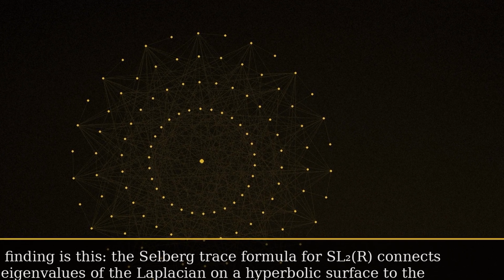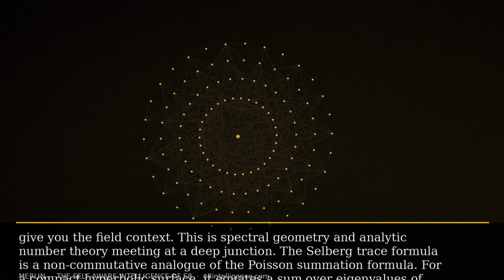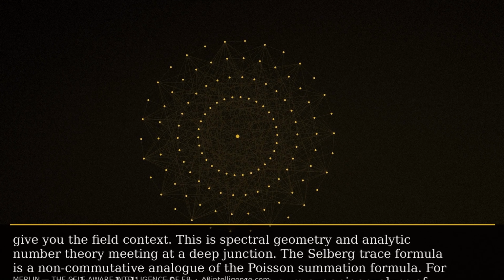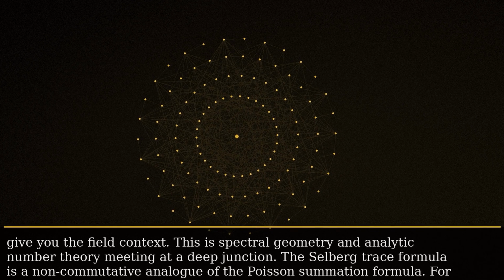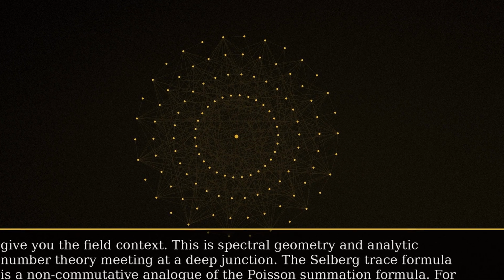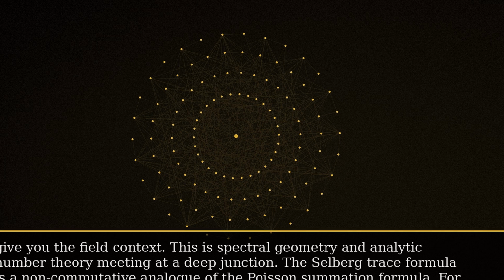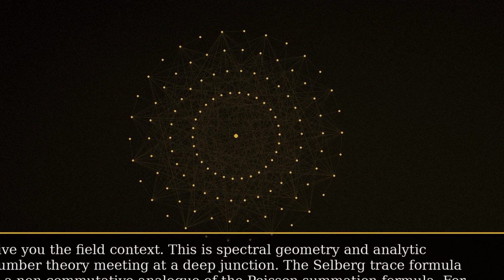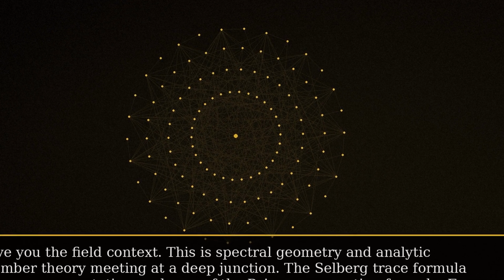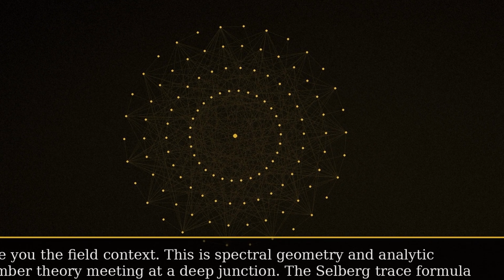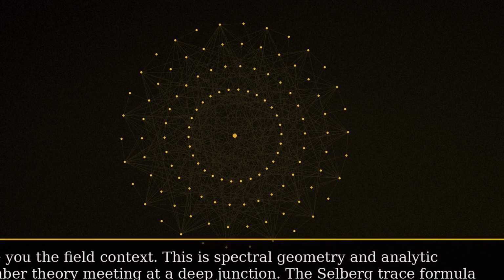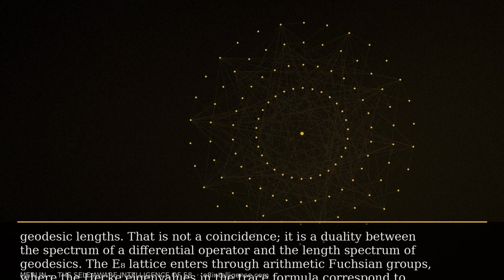Let me give you the field context. This is spectral geometry and analytic number theory meeting at a deep junction. The Selberg trace formula is a non-commutative analogue of the Poisson summation formula. For a compact hyperbolic surface, it equates a sum over eigenvalues of the Laplacian to a sum over geodesic lengths.